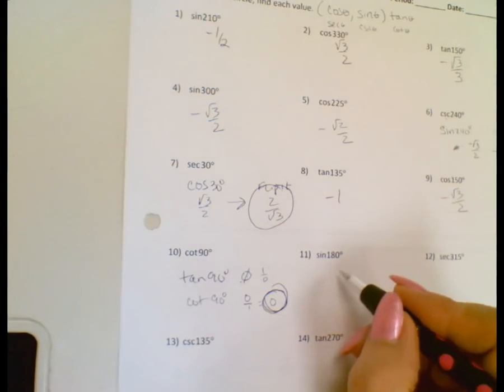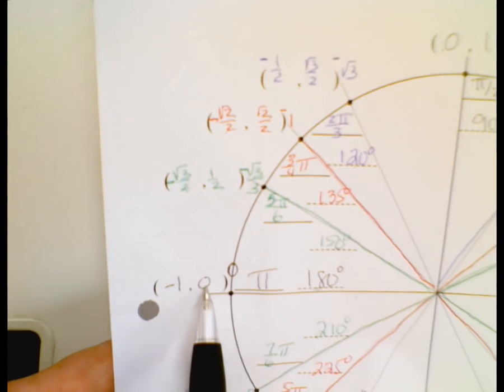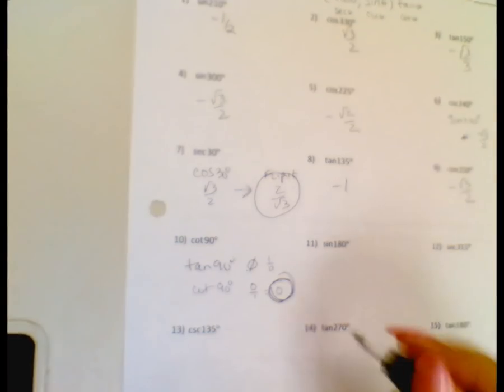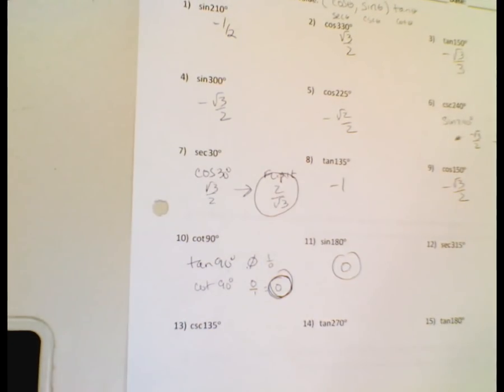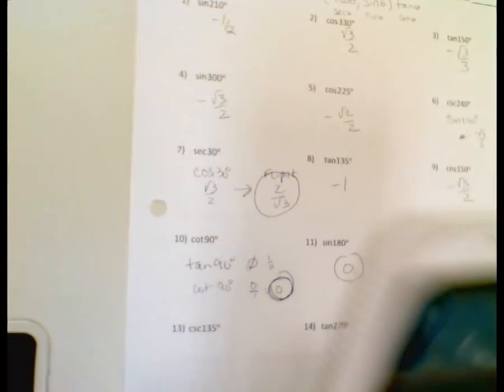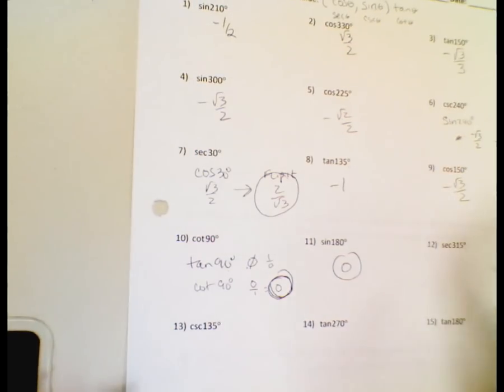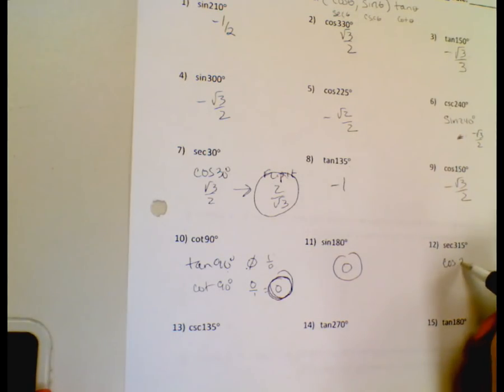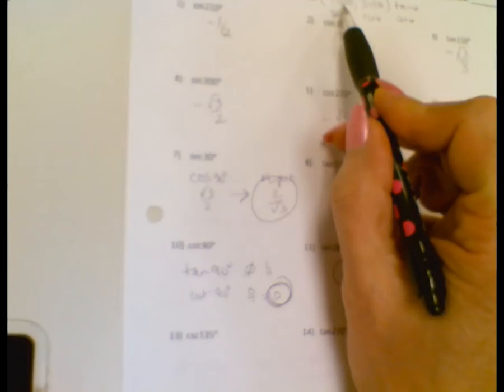Sine of 180. That's the y coordinate of 180. Here's 180. We want the y coordinate. See it right there? 0. That means your calculator can give you that. Sine of 180 is 0. Secant of 315. This is the reciprocal of the cosine of 315 because secant and cosine go together.